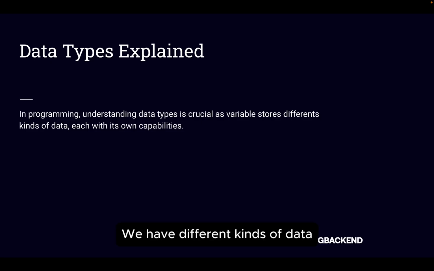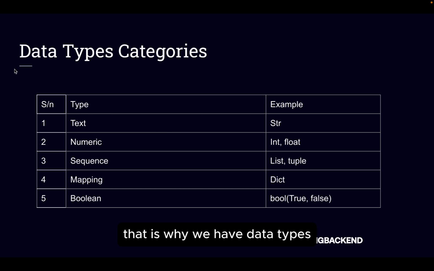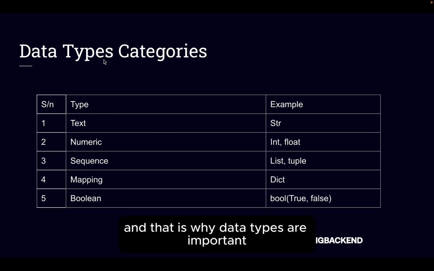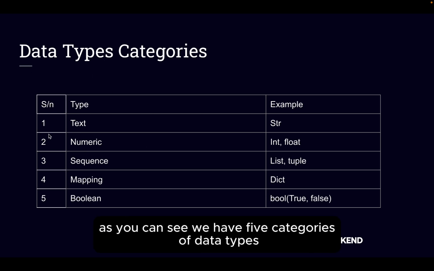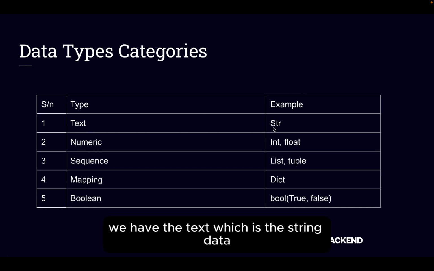We have different kinds of data. That is why we have data types, and that is why data types are important. As you can see, we have 5 categories of data types. We have the text, which is a string data. We have numeric, which is int or numbers.